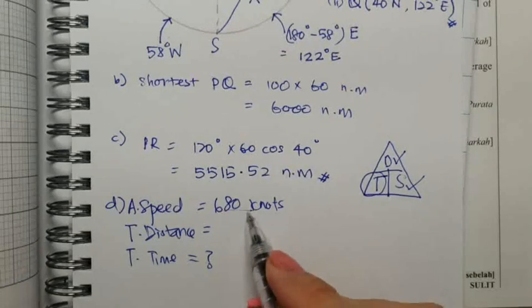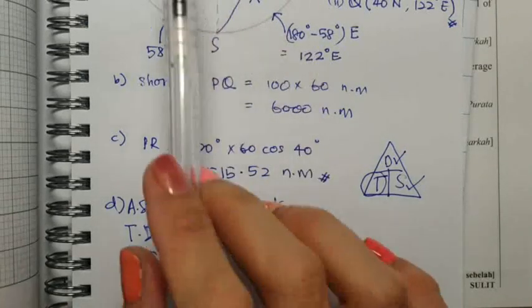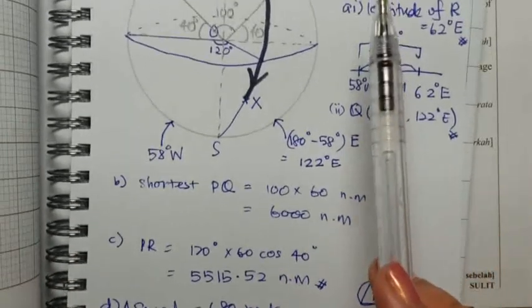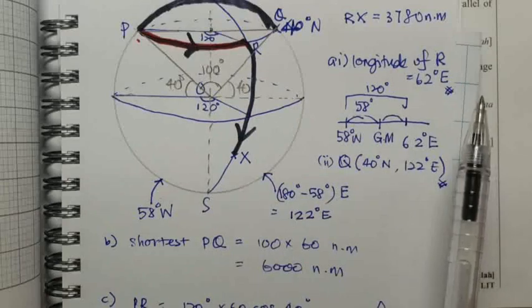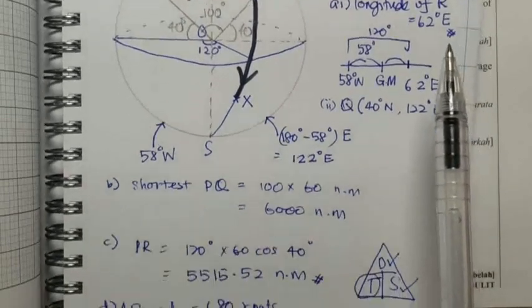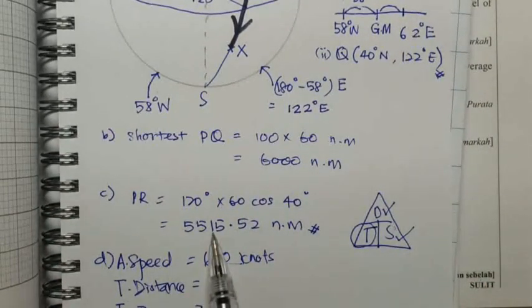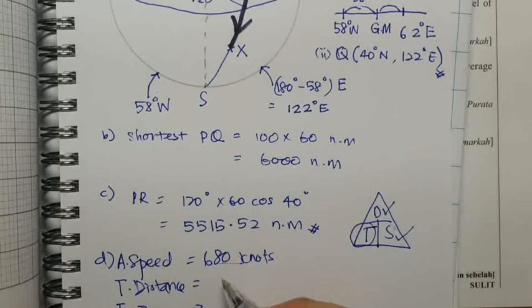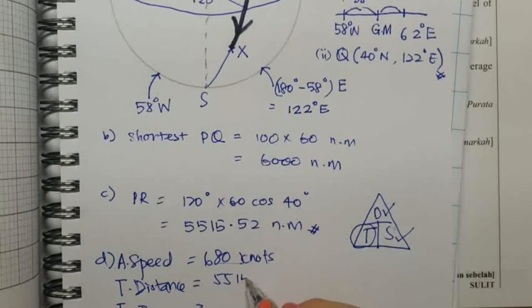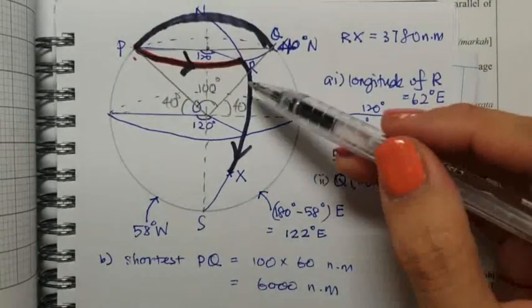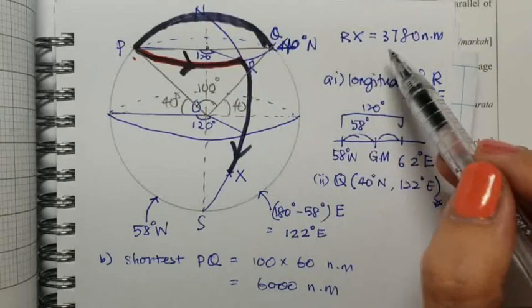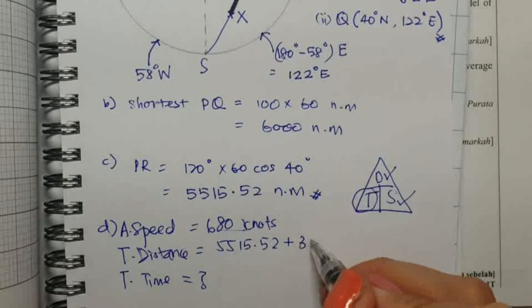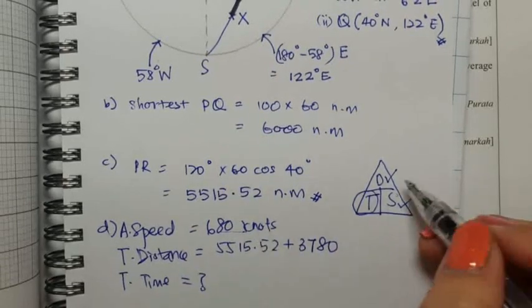Speed we do have, but the total distance, do we have the distance of PR in the first place? Because these are the path. PR. Do we have the PR? Yes, PR is found. It's over here. Therefore, we have to take this one, 5,515.52 plus, don't forget, we need to plus the distance of RX. RX is given, isn't it, over here? So plus 3780.